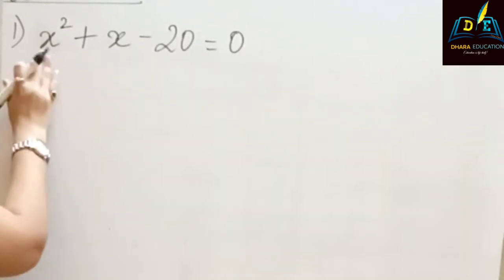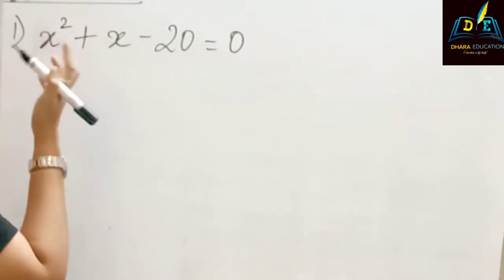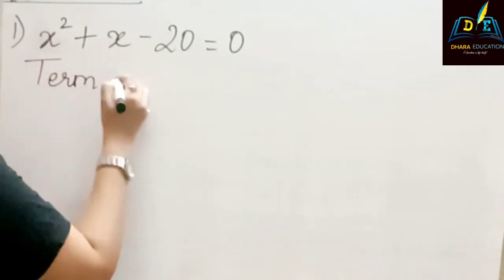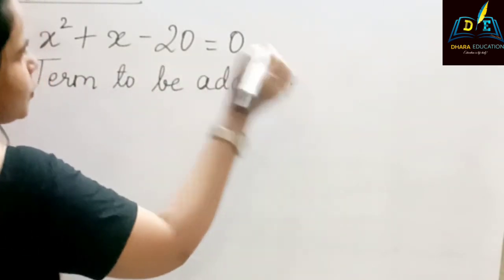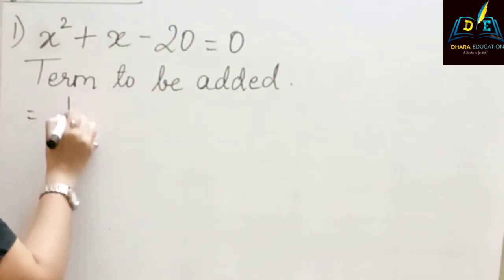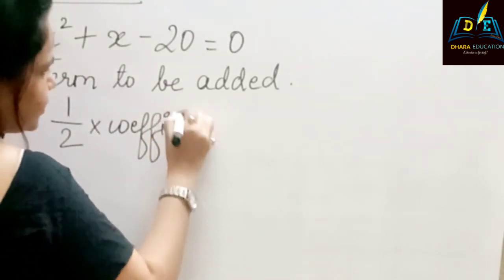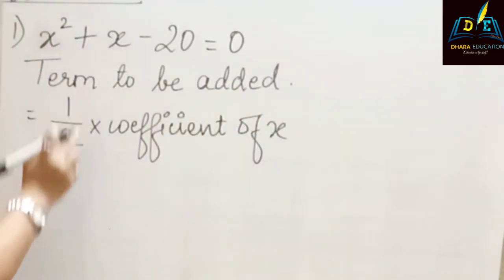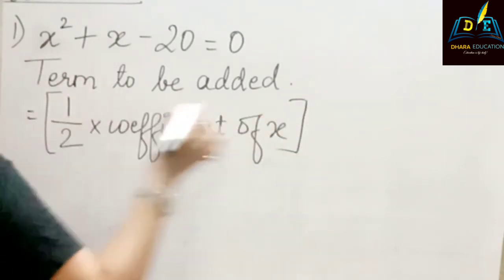So now, first of all, as the first step is done, the second step we need to complete it, and we need to write here that term to be added. I hope you understood the term to be added. What term we have to add is half multiplied by coefficient of x, correct? Half multiplied by coefficient of x the whole square.